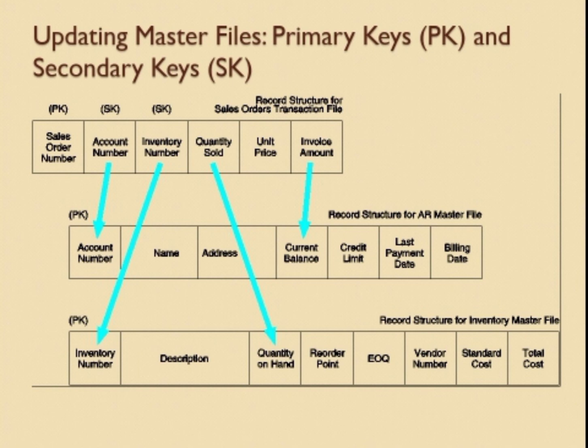Next is, inventory number is used to search for the corresponding record in the inventory master file. 5. The inventory update program reduces inventory levels by deducting the quantity sold value in a transaction record from the quantity on hand field value in the inventory record. Lastly, a new sales order record is read and the process is repeated.